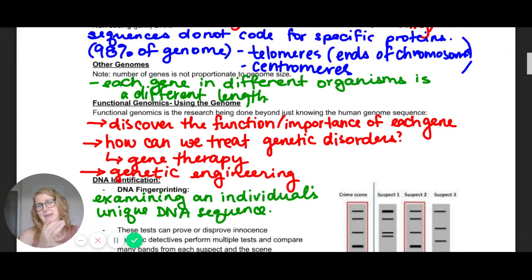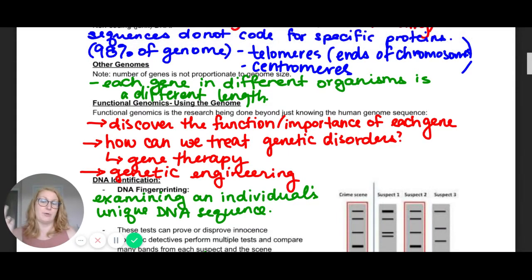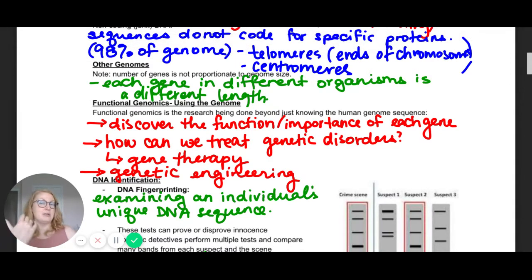Functional genomics currently is trying to discover the function and importance of each gene. As I mentioned, there's thought to be between 20 and 25,000 genes. There's a lot of work to be done figuring out what each of them does. And so that is a huge, huge area of research. Also, I was mentioning how we treat genetic disorders. So what we're going to talk about really soon is gene therapy, as well as genetic engineering. So we've sort of been able to crack the code and use our genes to our advantage in some scenarios. So more about that soon.